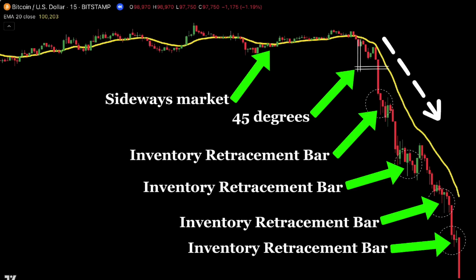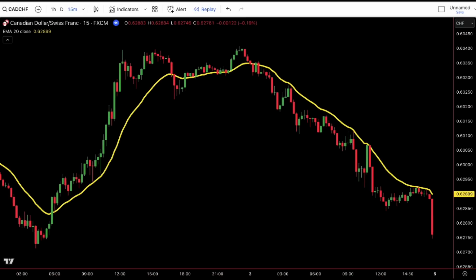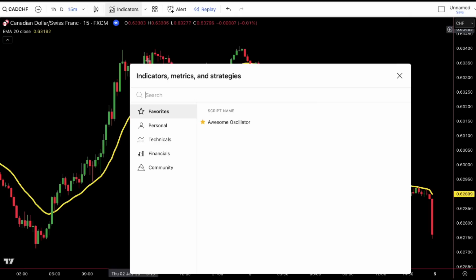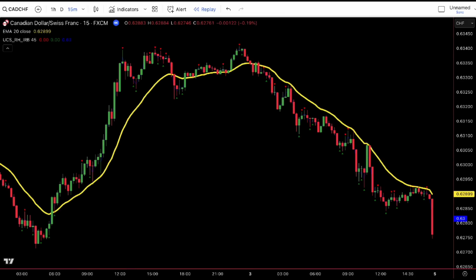Now, to make things even easier, let's use the Hoffman Inventory Retracement Bar indicator. Here's how to add it. Open the Indicators menu and search for Hoffman. Select the Inventory Retracement Bar created by Uday. Once applied, you'll see green and red triangles on your chart. These triangles mark the inventory retracement candles for you.